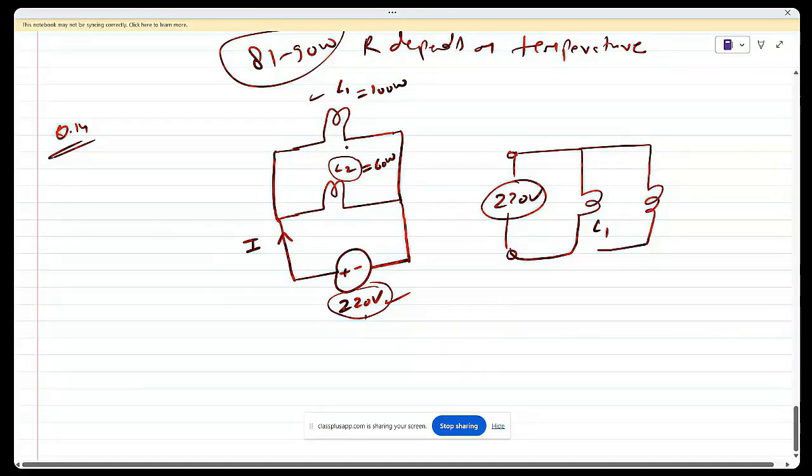What does directly connected mean? These are the terminals of the battery, this one and this one, and these terminals are directly connected to the lamps. Lamp 1 and lamp 2 both are getting the 220 volt rating, because no resistance is placed here. Only a single line is going to lamp 1 at both the ends. The terminals of lamp 1 and lamp 2 are directly connected to the terminals of the supply. That's why we can see they are getting the exact supply voltage.